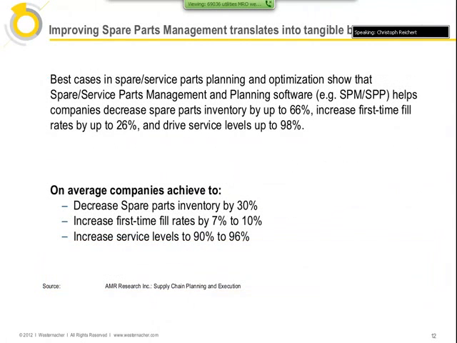Overcoming these uncertainties and inefficiencies can translate into substantial and tangible business benefits. An AMR study on supply chain planning and execution has concluded that best case spare parts management and planning can help decrease inventories by up to 66%, increase first-time fill rates by up to 26%, and drive service levels up to 98%. And even if you're more conservative, these KPIs still look impressive, with a potential decrease in inventories by 30%, increase in first-time fill rates by 7 to 10%, and increase in service levels to somewhere between 90 and 96%. So just imagine how these numbers translate into your company's inventory cost, working capital, and consequently your bottom line.